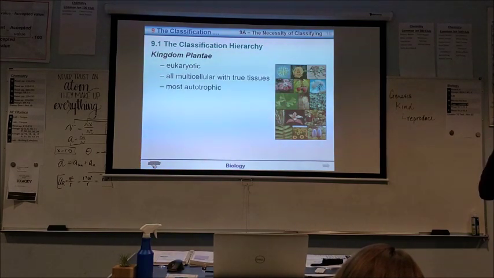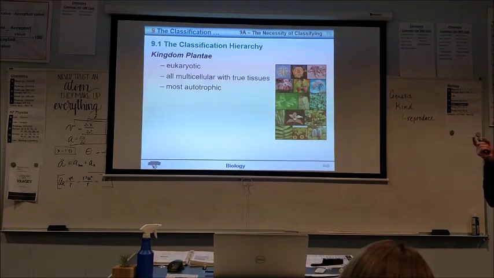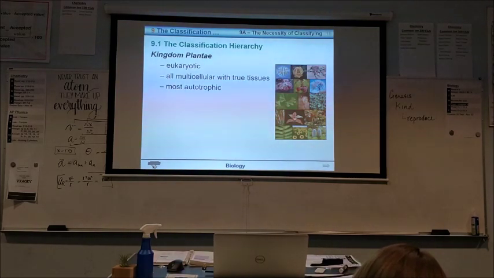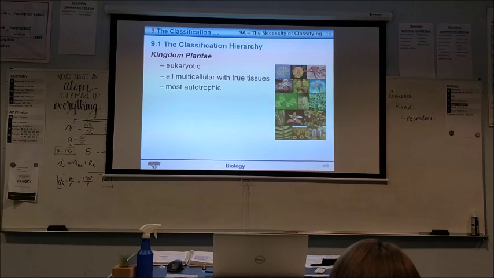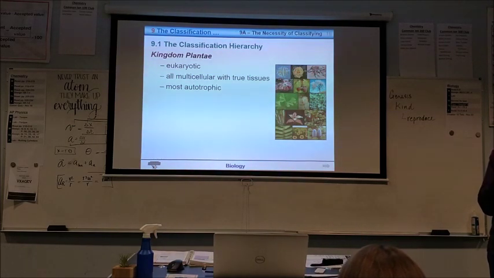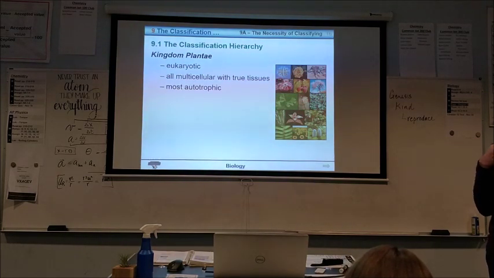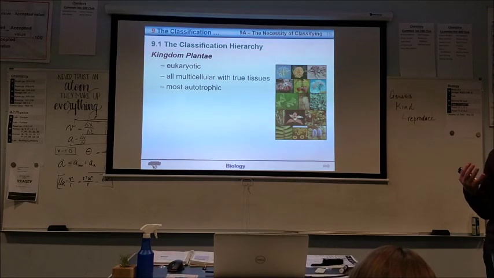Most are autotrophic. What would be an example of a plant that is not autotrophic, or can also function in a non-autotrophic way? Yes. Venus flytrap. Now, the real reason behind that is they're getting some nutrients from the insects, the flies or insects, whatever they trap, that they maybe can't get from their environment. So that makes them healthier because they're getting some nutrients they don't get any other way.